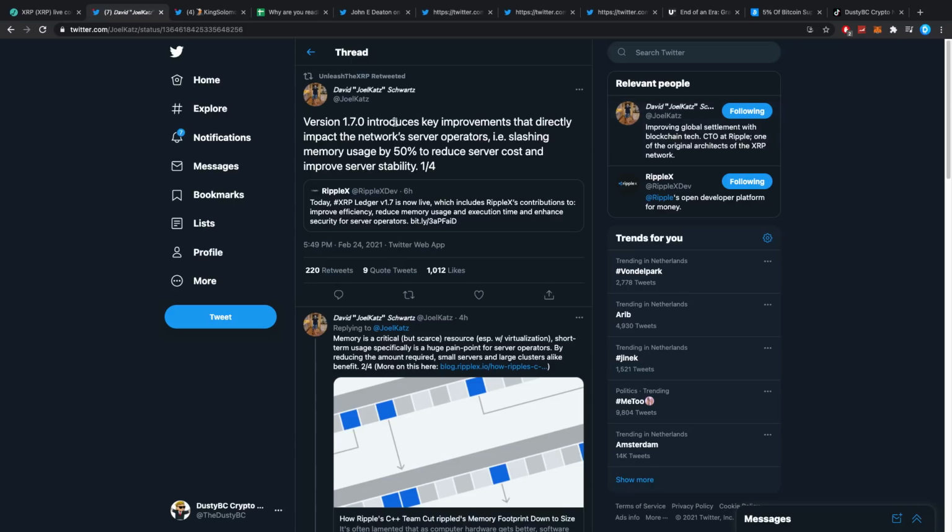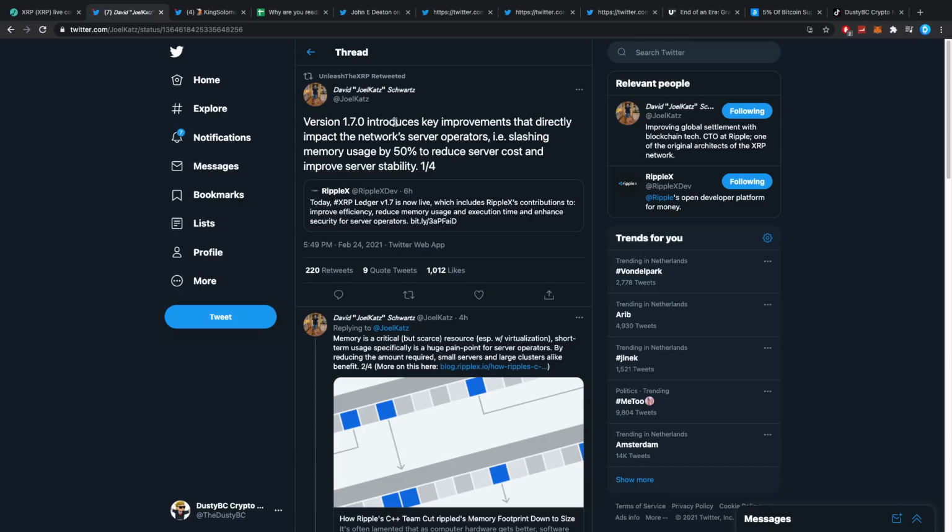Starting it off though, version 1.7.0 of XRPL Ledger is now live, which includes RippleX's contributions to improve efficiency, reduce memory usage and execution time, and enhance security for server operators. Now, David Schwartz, the CTO of Ripple and also a key developer, has said, version 1.7.0 introduces key improvements that directly impact the network server operators, i.e. slashing memory usage by 50% to reduce server cost and improve server stability.